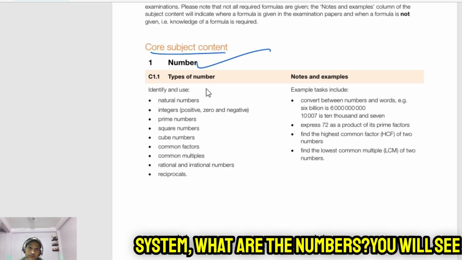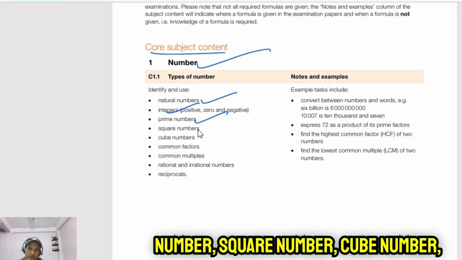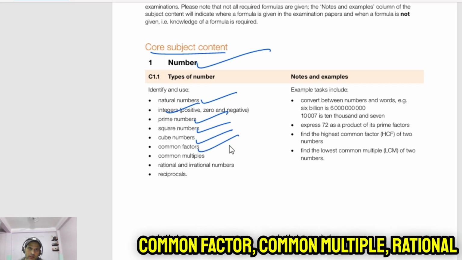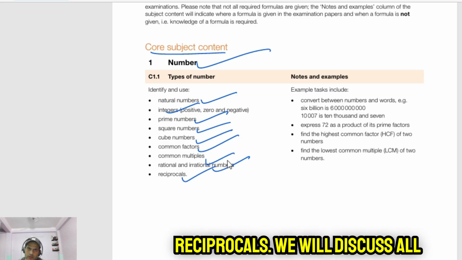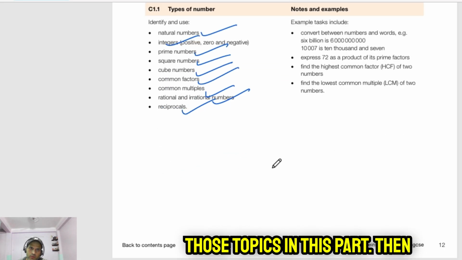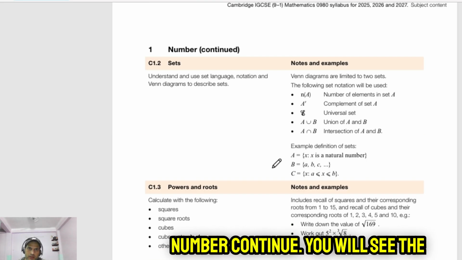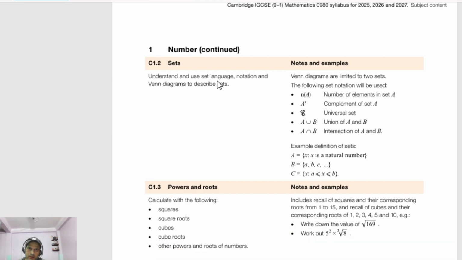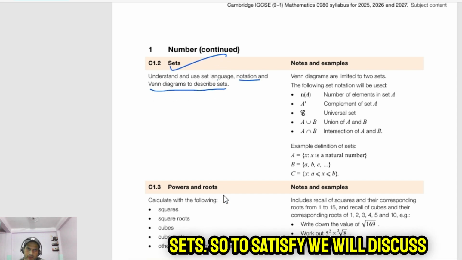What are the numbers? You will see natural numbers, integers, prime numbers, square numbers, cube numbers, common factors, common multiples, rational and irrational numbers, and reciprocals. We will discuss all those topics in this part. Then, number continued: you will see the understanding and use of the language, notation, and Venn diagrams to describe sets. So we will discuss the power of sets.